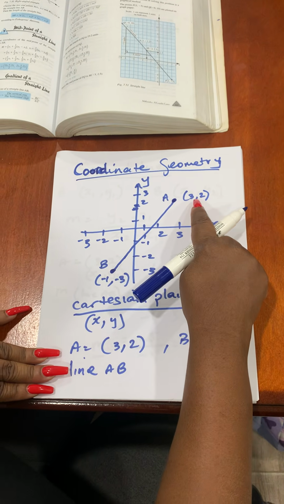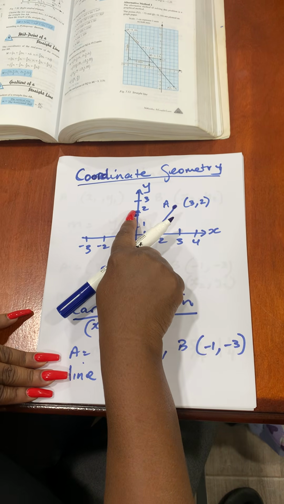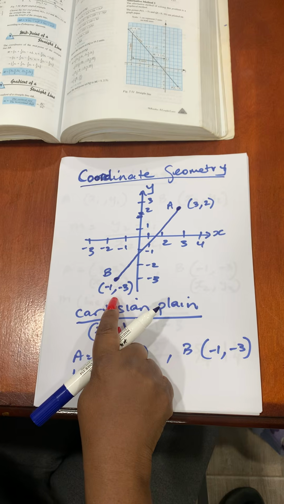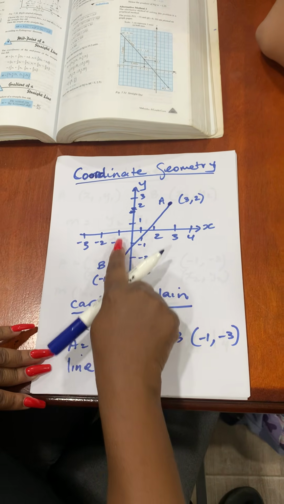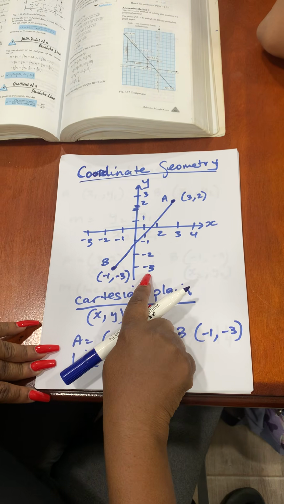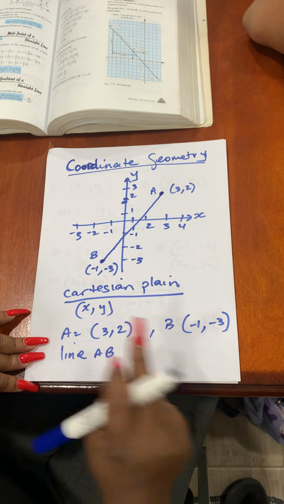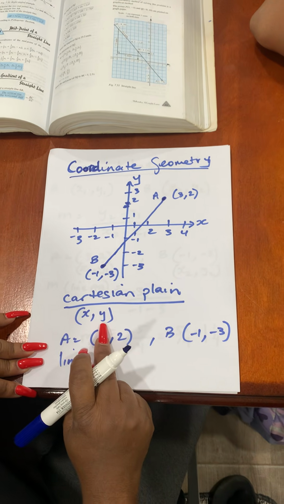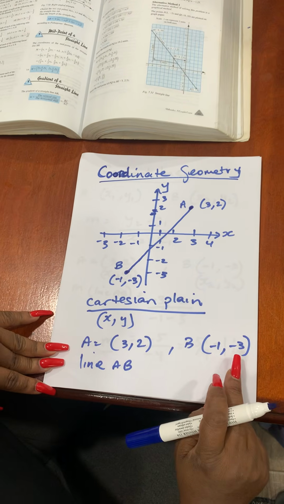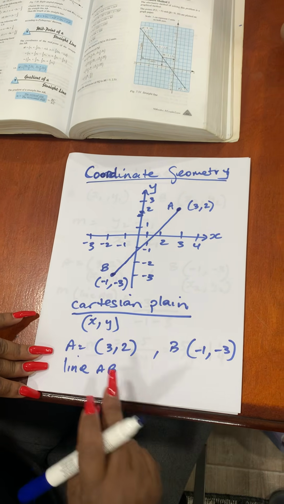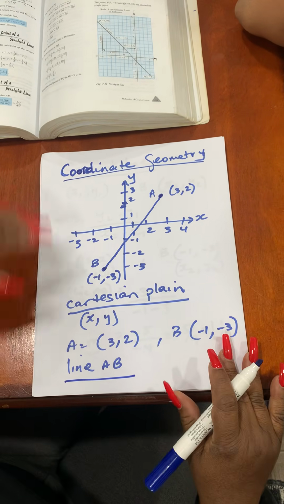Point A is (3, 2), meaning that it lines up with 3 on the x and 2 on the y-axis. And point B is (-1, -3), which means it lines up with -1 on the x and -3 on the y. So coordinates are always listed the x coordinate first, then the y coordinate. And so A is (3, 2), B is (-1, -3). When we connect point A to point B, we call that line AB.